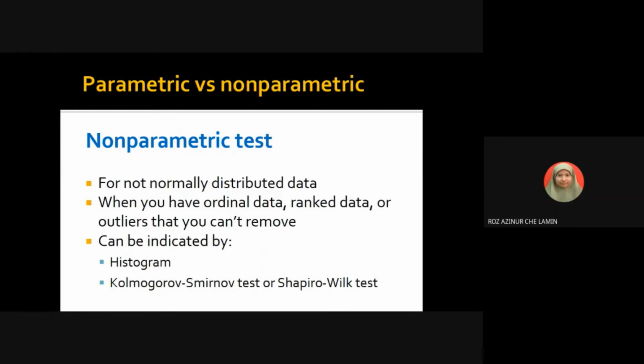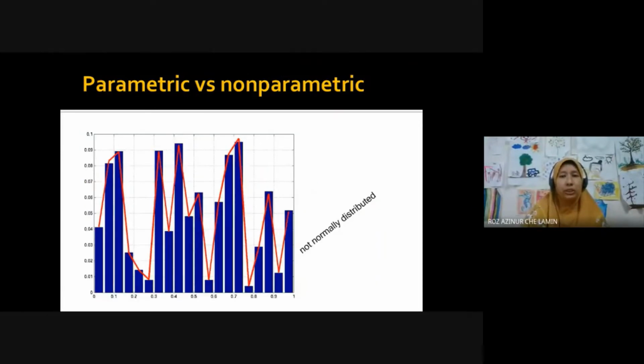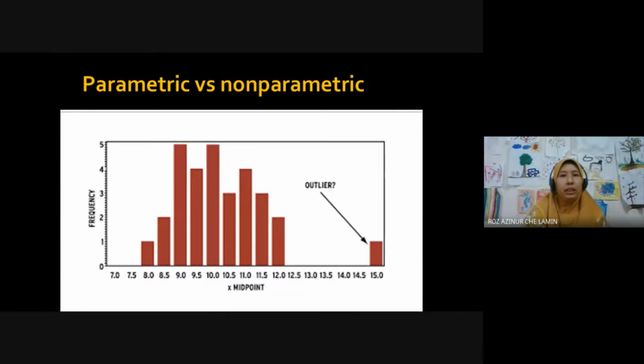When you have ordinal data, rank data, or outliers that you cannot remove, you have to use the non-parametric test. It can be indicated by the histogram and also Kolmogorov-Smirnov test or Shapiro-Wilk test. Here is the illustration for the not normally distributed data. This data is distributed quite normally, but unfortunately there are outliers here. So if you cannot remove these outliers, you have to use the non-parametric test. If you can remove the outliers, that means you can use the parametric test.